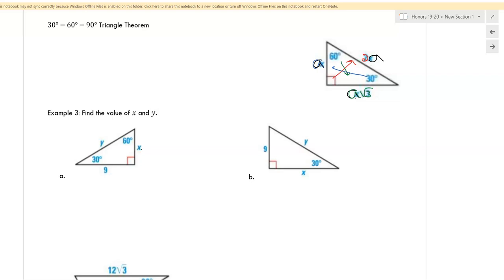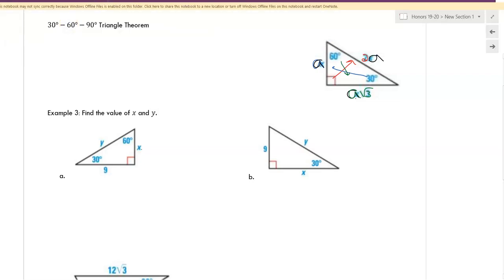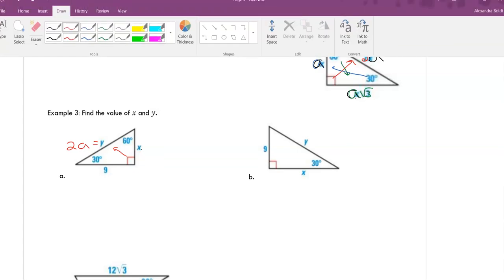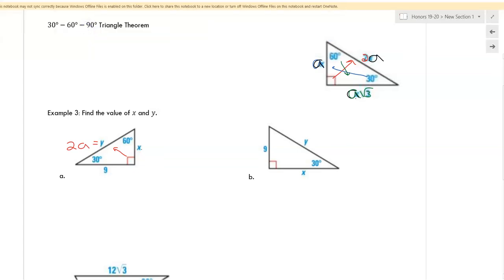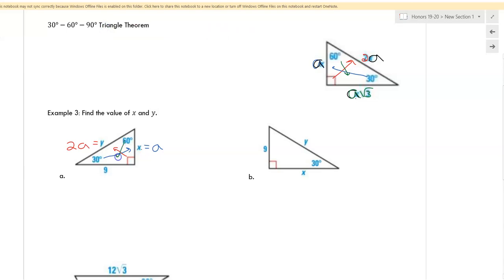So now we have to think about which leg it is. So looking at this first one, across from our right angle is our 2A, that's our hypotenuse. Across from our 30 is A. And across from our 60 is A root 3.